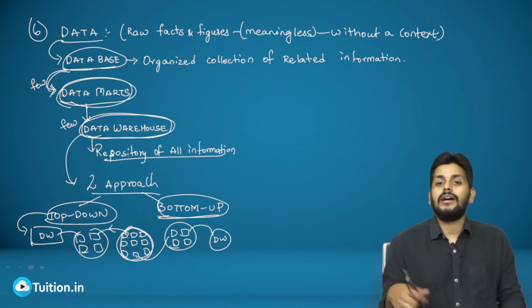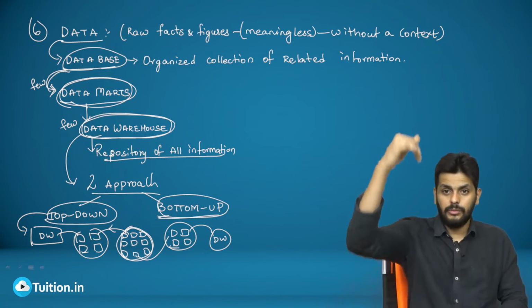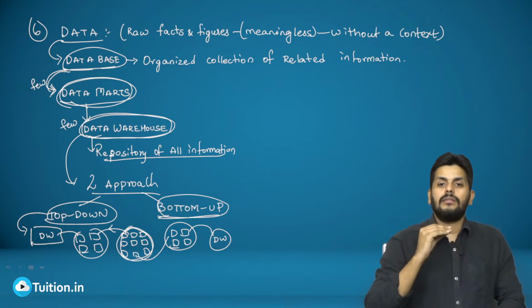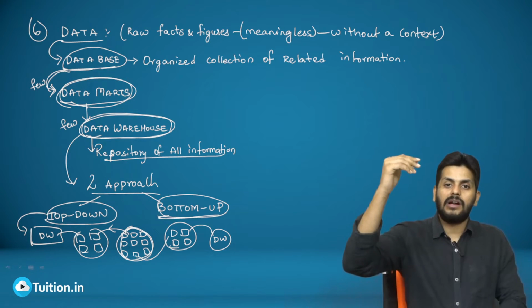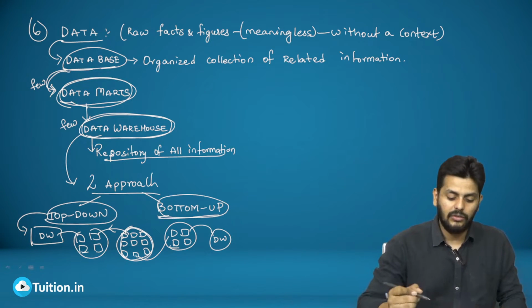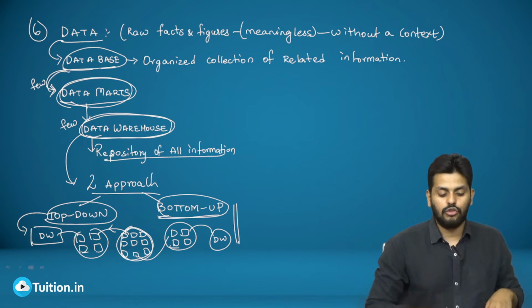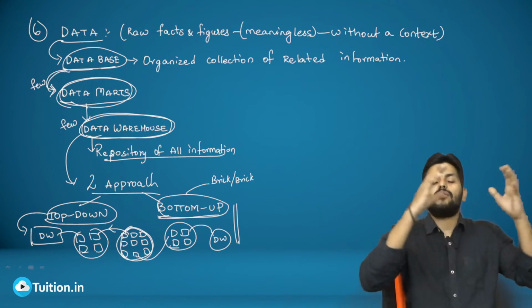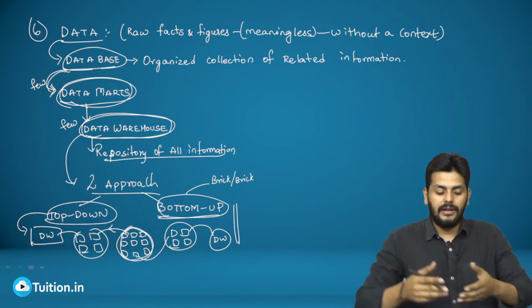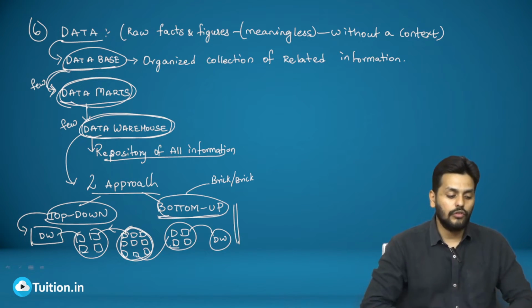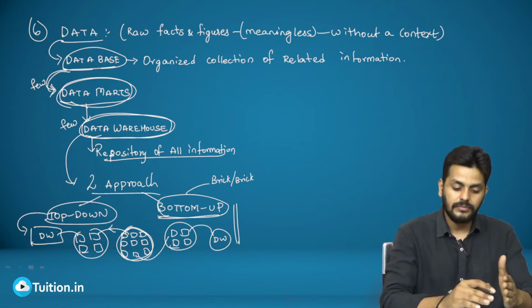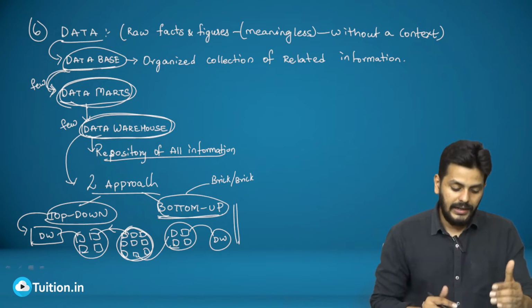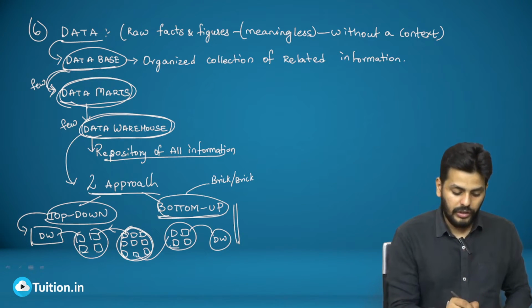This is called a top-down approach, where the full is broken. Where first databases are created, databases make marts and marts make a data warehouse, that's what is called a bottom-up approach. Bottom-up, you can also call it brick by brick. Setting up the entire wall is constructed and then parts are divided. That is called a top-down approach. So this is a basic understanding of what is data, database, data mart, data warehouse, and two approaches.